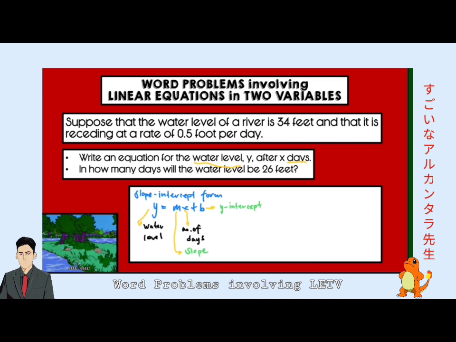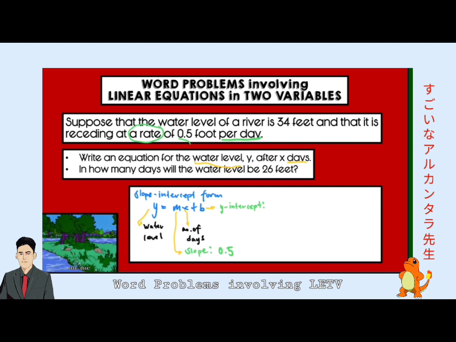So again, it says here that suppose that the water level of a river is 34 feet and that it is receding at a rate of 0.5 foot per day. What you can notice here is that there's a mention of a rate that happens consecutively, 0.5 foot per day. This means that if something happens consistently for a certain situation, that could represent our slope. So in this given example, the slope is none other than 0.5. And then the y-intercept is the one that we start with.